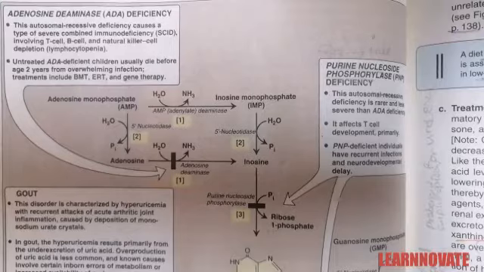Now in this video we will discuss the purine degradation pathway, and what conditions occur if uric acid, the end product of the purine nucleotide, accumulates in the body. Which condition will occur, and we will also discuss the consequences of this condition.